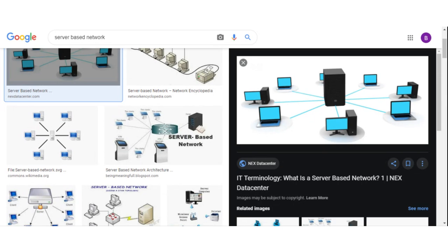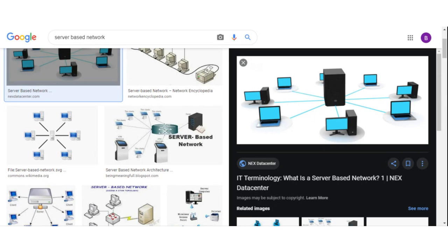Then we have this question now. Differentiate between a client computer and a server. Differentiate between a client and a server machine.